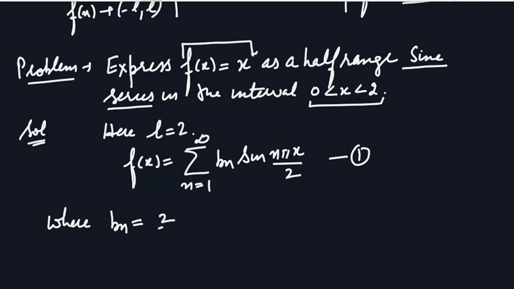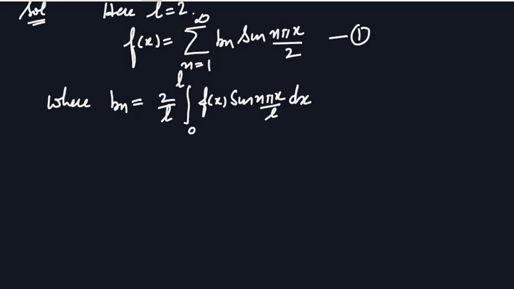Bn is 2 by L. The general formula is 2 by L, integral 0 to L, f of x sine of n pi x by L dx. Now here, what is our L? L is 2. So I will write here 2 by 2, that is 1, integral 0 to 2. The value of f of x is x, sine of n pi x dx.